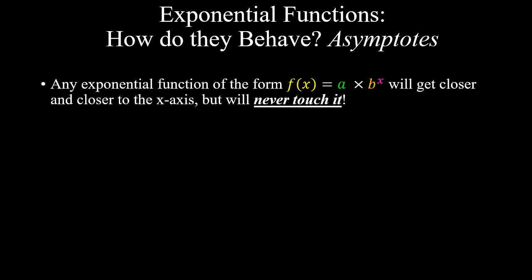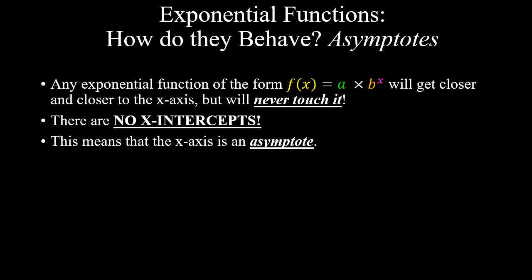So when we're talking about the behavior of exponential functions, we really do need to also talk about asymptotes. This was a new concept, and it's important when you're talking about exponential functions. So an exponential function of the form f of x equals a times b to the x will get closer and closer and closer to the x-axis, but will never actually touch it, okay? Our exponential function is never, ever actually going to get to touch that x-axis, which means we will not have an x-intercept. Okay, there are no x-intercepts for exponential functions. Very different than a linear function. This means that the x-axis is an asymptote.